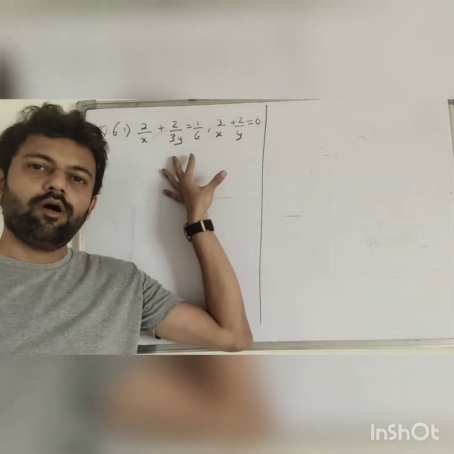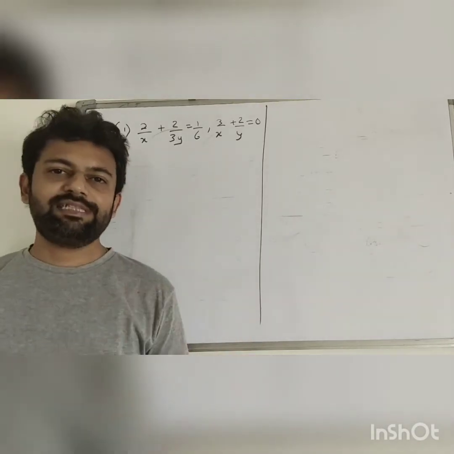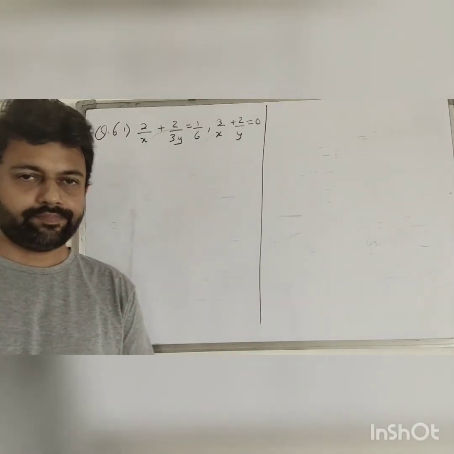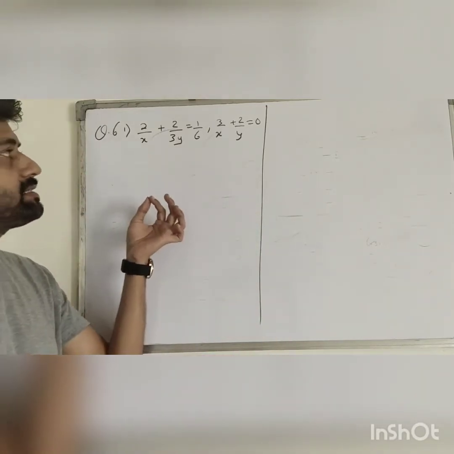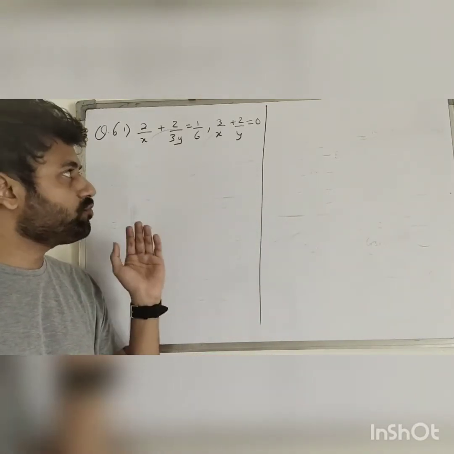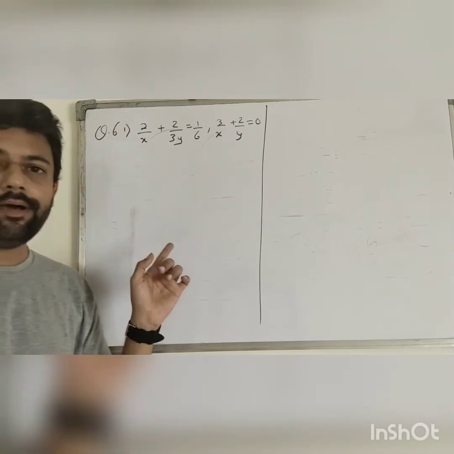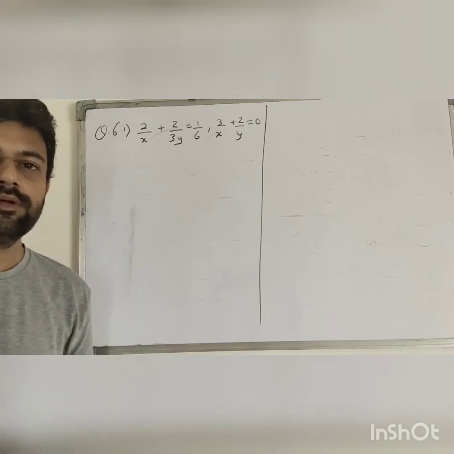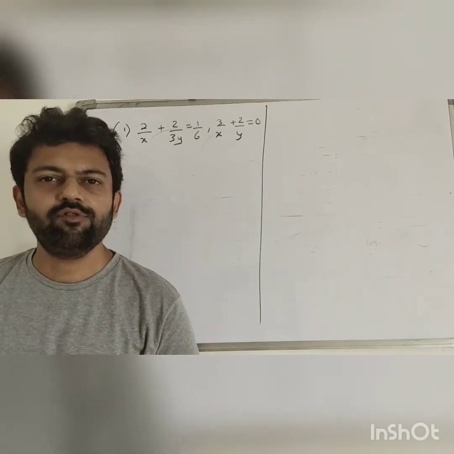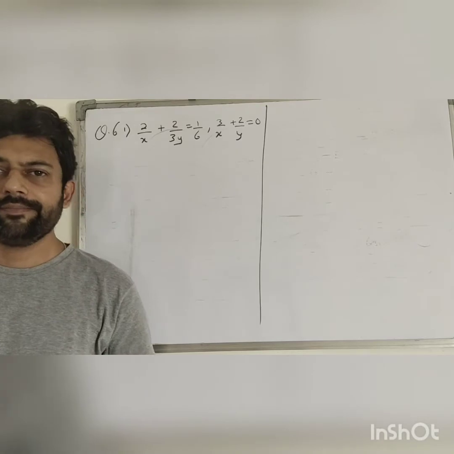First sum of question number 6 from miscellaneous exercise 1. I am reading the sum. 2 upon x plus 2 upon 3y is equal to 1 upon 6, comma, 3 upon x plus 2 upon y is equal to 0. These are two equations and we have to solve them and find the values of x and y.